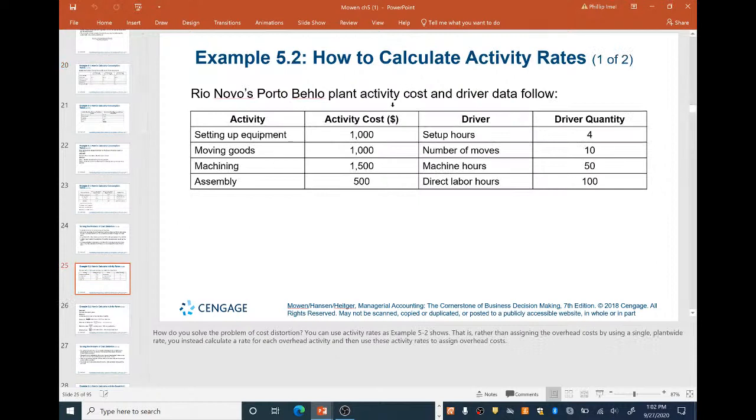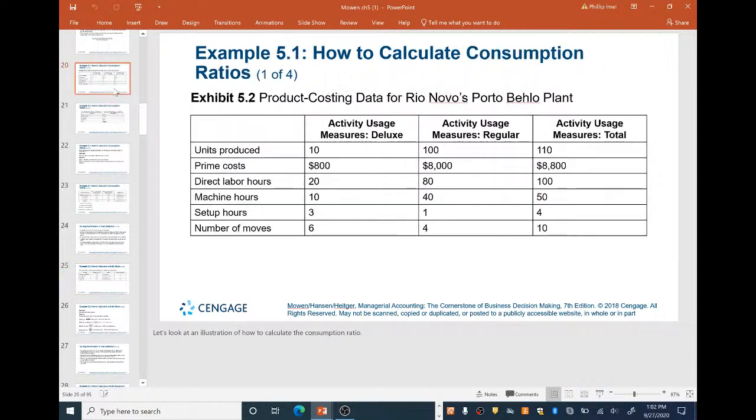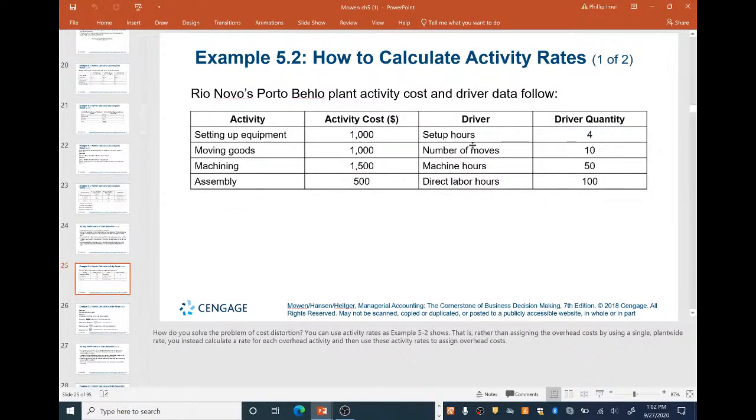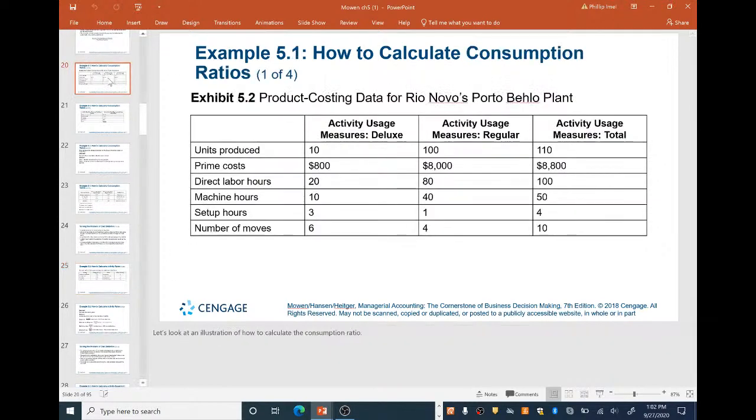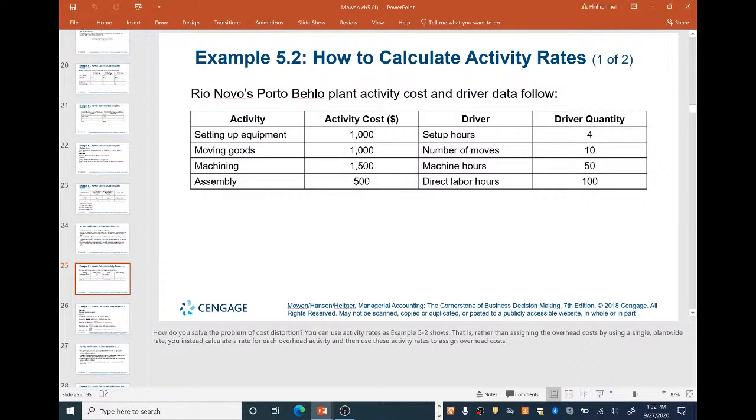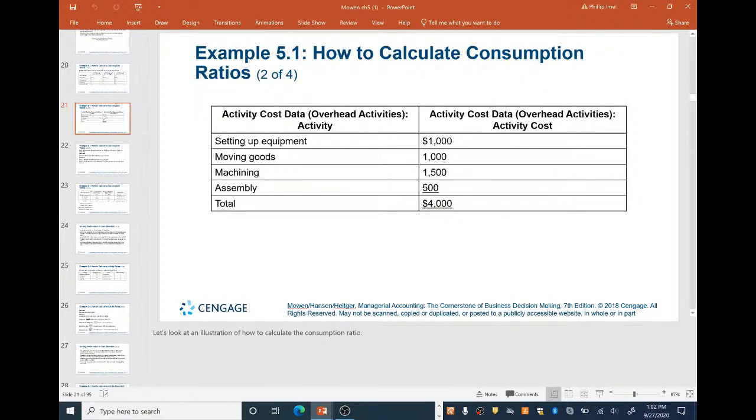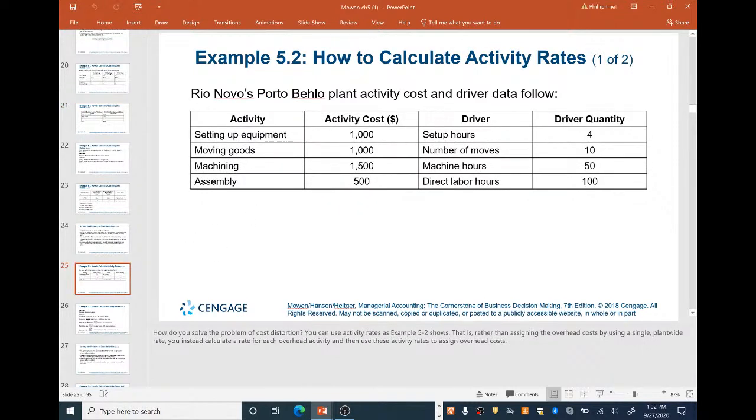Let's go back down here. Activity cost 1,000. There was 4 there. So for setup hours, 4. Number of moves, we can go back to that as well. Number of moves 10. So you can see where this data is coming from still. Activity cost, setting up equipment 1,000, moving goods 1,000. So we can see where the activity cost and the driver quantity are coming from still. I just wanted to show you, as you're studying this chapter, where these numbers are coming from as you're working through these examples.